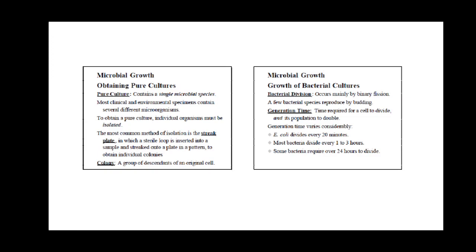The most common method for isolation of pure culture is the streak plate method, in which a sterile loop is inserted into the sample, and that loop is streaked on a plate containing media in a specific pattern to obtain individual colonies. The medium kept in the plate must be sterile. We insert a nichrome wire loop into the sample and streak it on the media in a specific pattern.